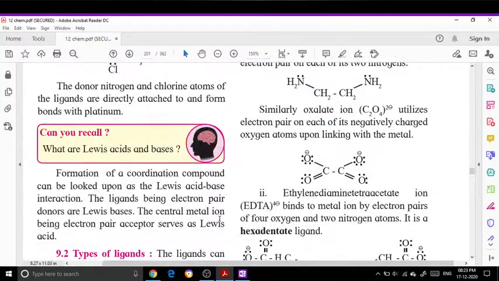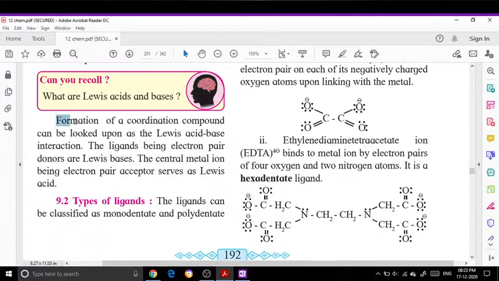Now see what is actually happening. Formation of a coordinate bond can be looked at as a Lewis acid base interaction. This is what we call Lewis acid base interaction. Now there are different types of acids and bases that we have studied, and different definitions also. So normally we say acid is a substance which gives H plus ion in solution state, and one that does not is a base. The substance which gives OH minus ion is a basic substance.